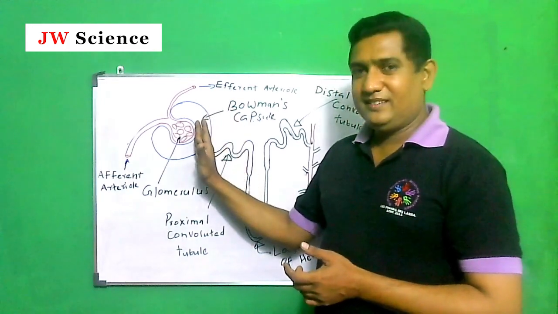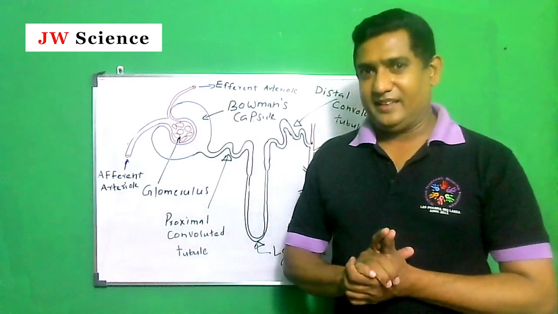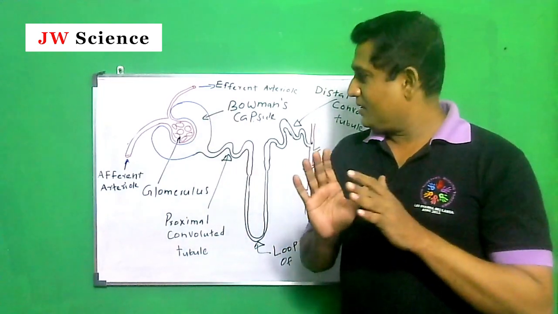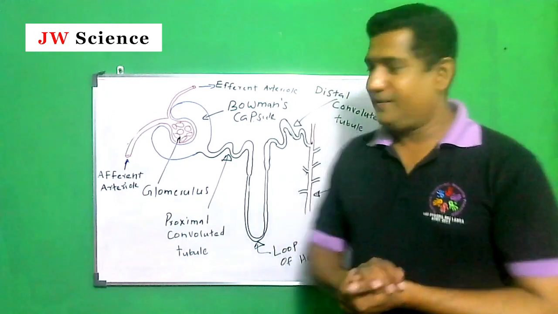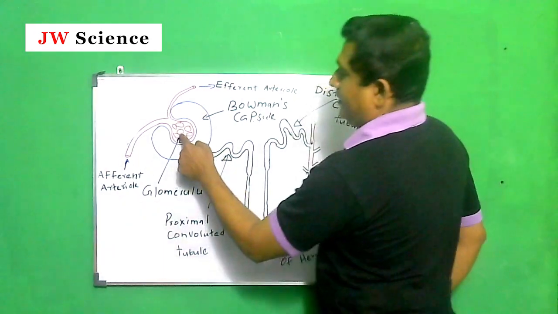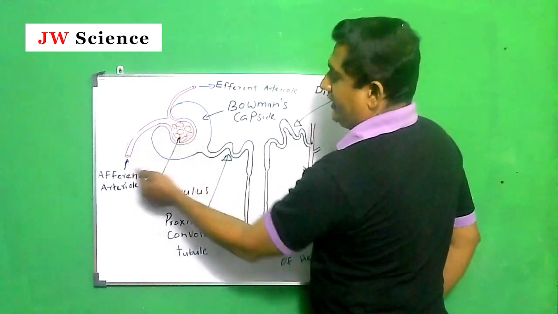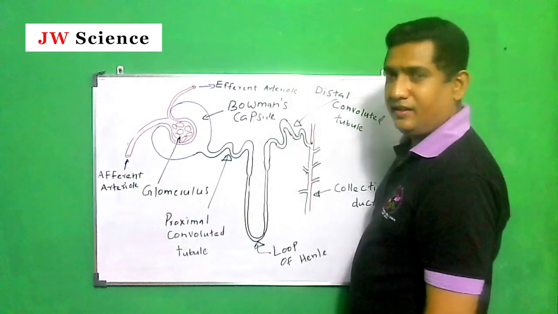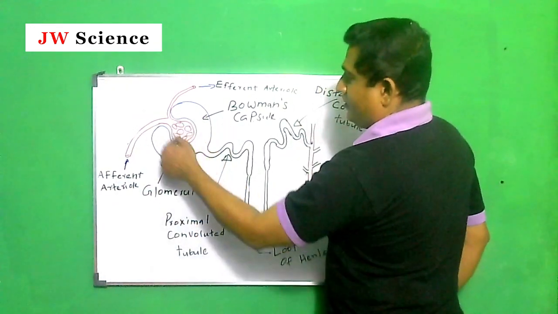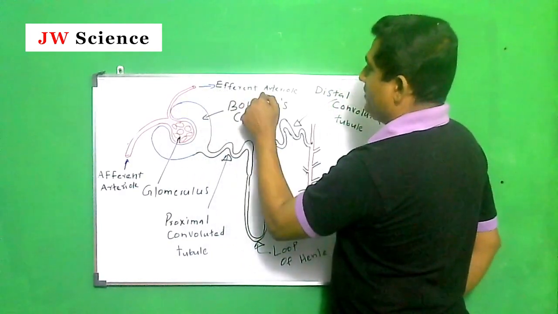This glomerulus is a highly vascularized area composed of tiny capillaries. The blood supply to this glomerulus is done by an arteriole called the afferent arteriole. Again, from the glomerulus, blood is taken away by the efferent arteriole.